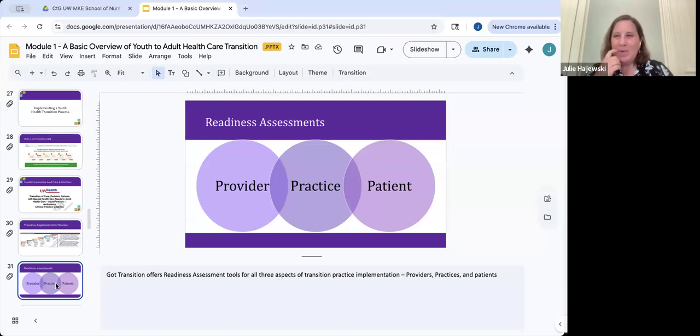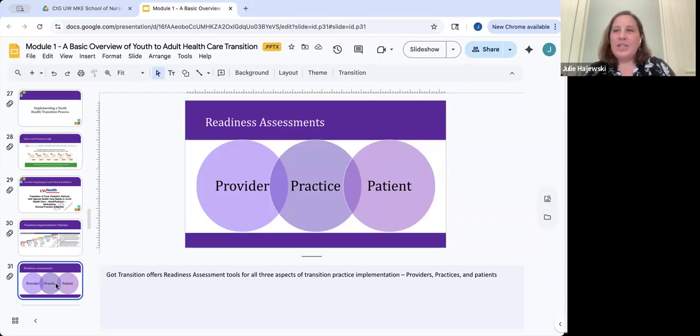I always talk to people about maybe doing both when you see somebody the first time to assess, because it's always a little bit interesting to see where mom and dad or caregiver think we're at on this spectrum of transition versus our youth with a disability. And interestingly enough, there is some variability, as you can imagine, on those reportings.